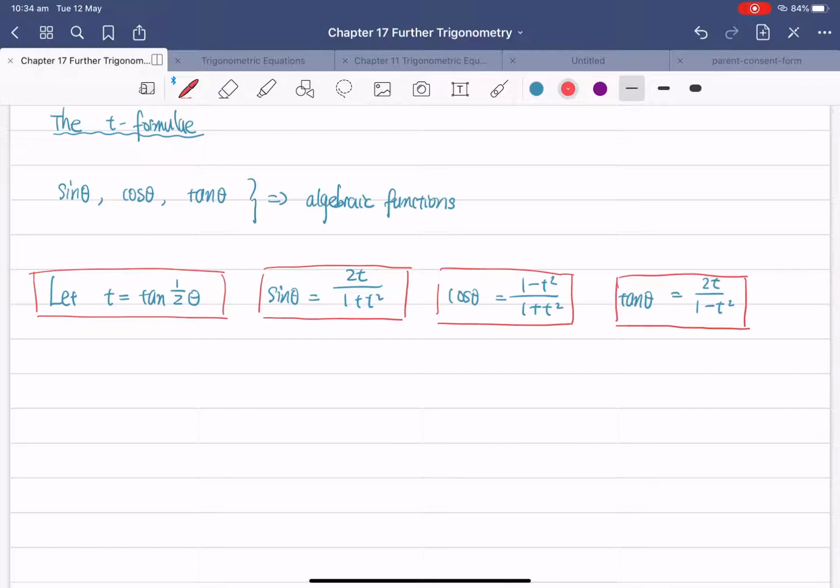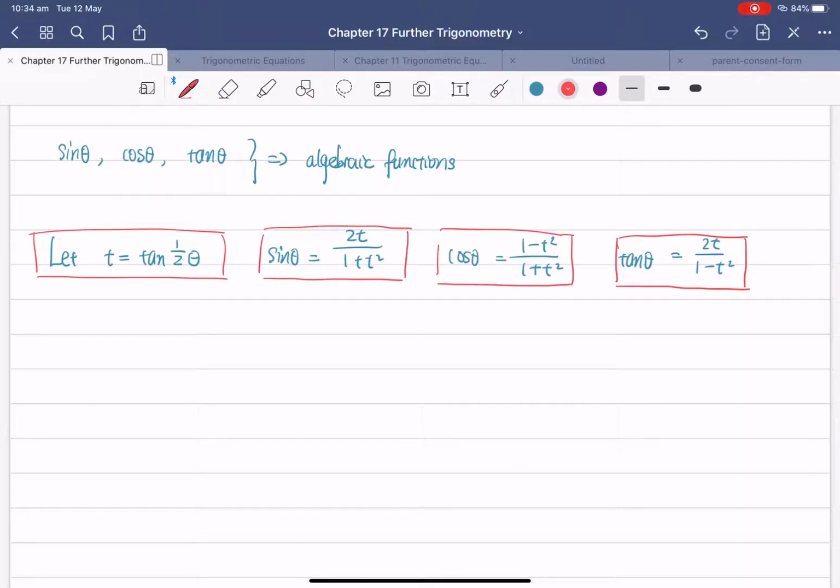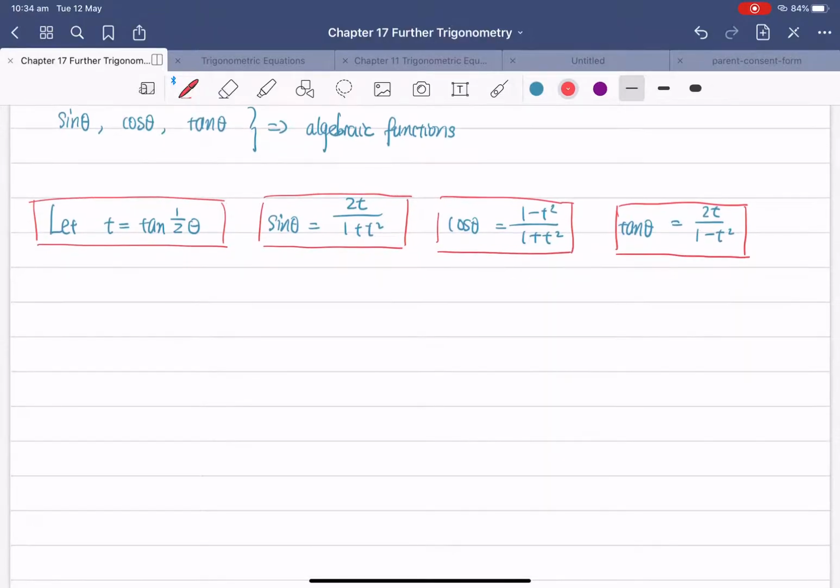All right, so I'd like to show you why sine theta can be replaced by t, using t equals tangent half theta. Basically what we're going to use is the double angle formula. So we'll start with the proof, and we're starting from sine theta first.